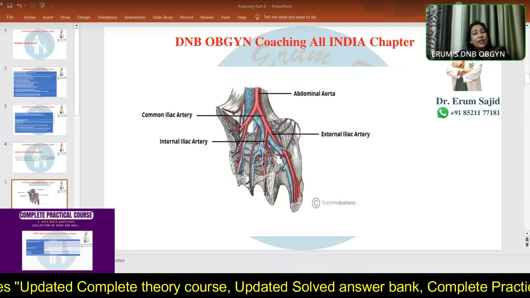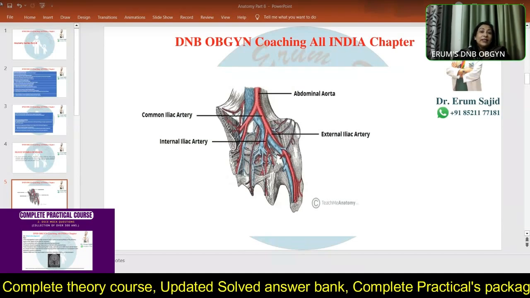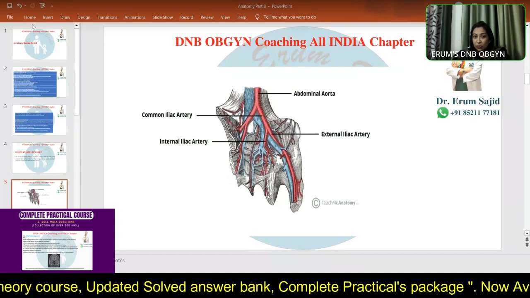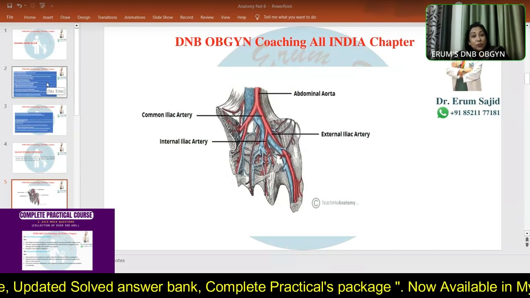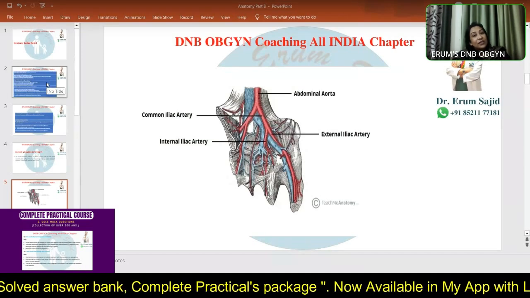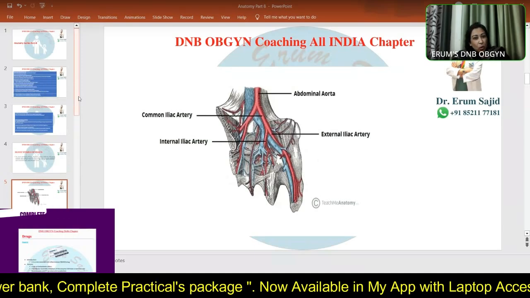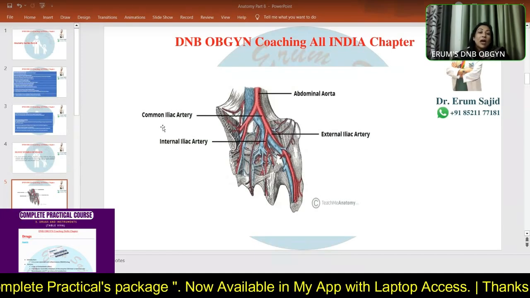And why don't we talk about veins so much? Because most of the veins are named after the arteries. Correct? And it's the arteries which bleed more. It's the arteries which supply. Veins just take the blood back. So that's the reason why we do not talk about venous supply. We always talk about the arterial supply of the pelvis.